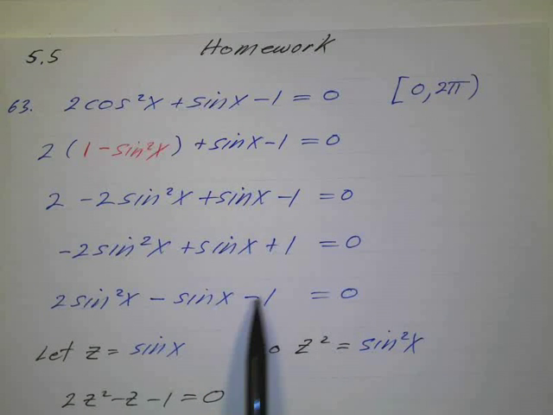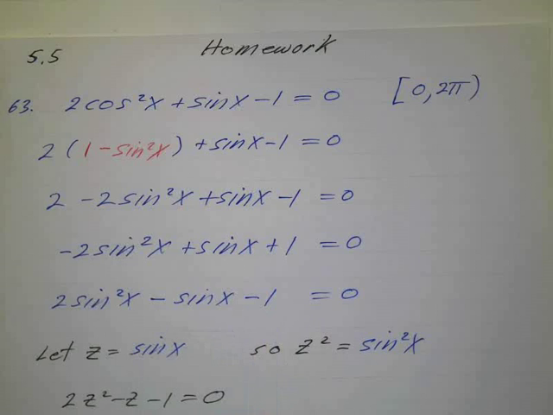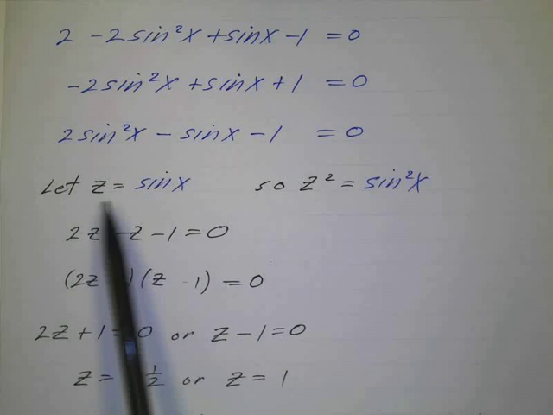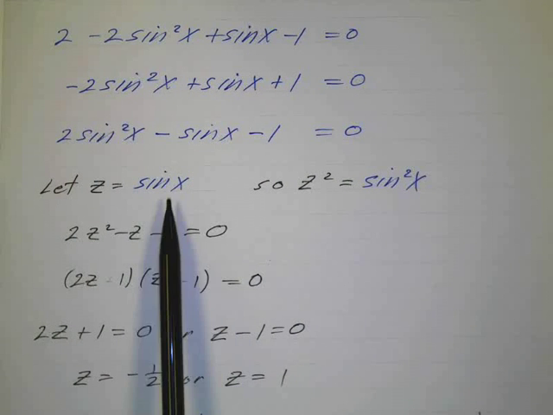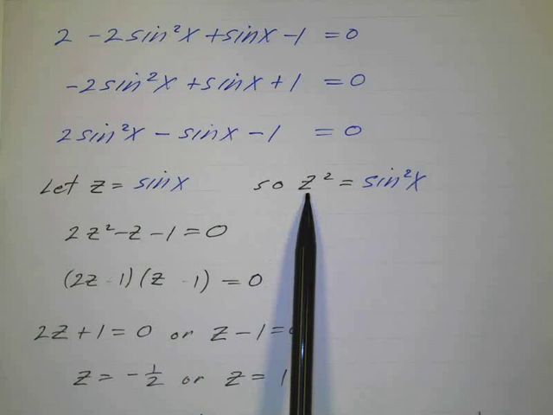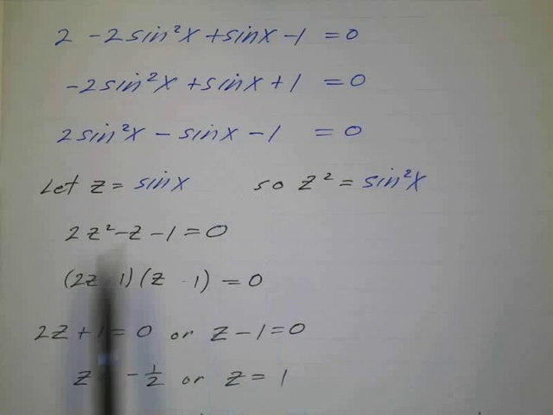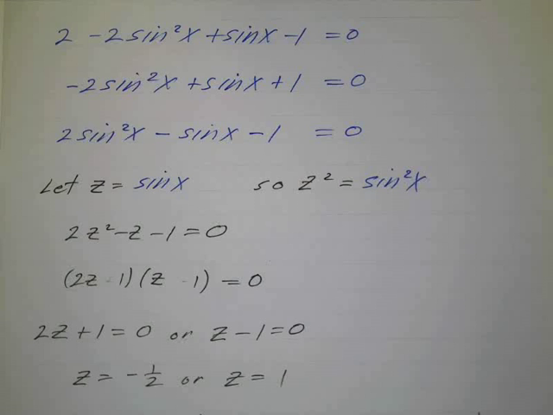Negative, negative, equals that. So now I have a trinomial in sine of x, so I'm going to use the z substitution. It's a little easier to explain that way. So I'll let z be sine of x, and if z is sine of x, z squared is sine squared of x. So I can rewrite this as this. Hope that makes sense.